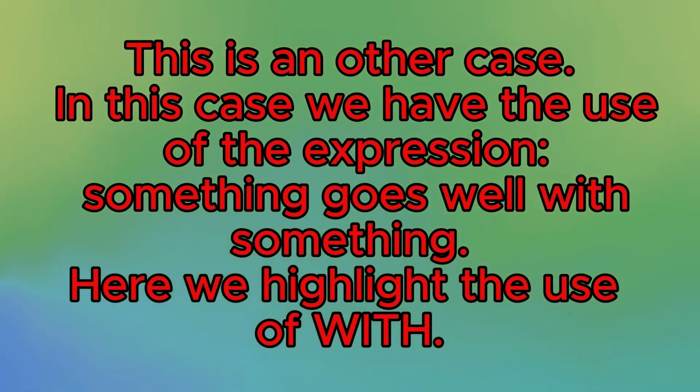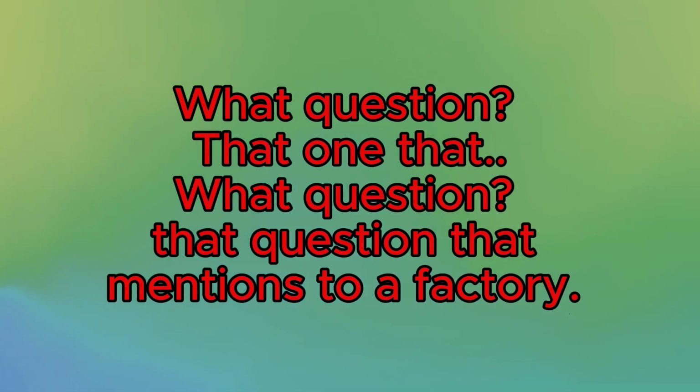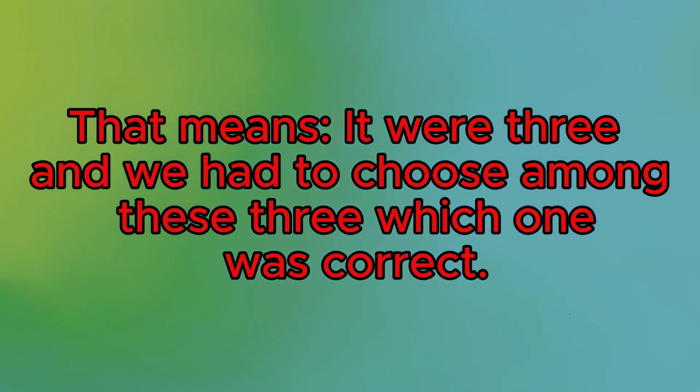In this case, we have the use of the expression, something goes well with something. Here we highlight the use of with. We notice in this case the presence of with. It was one question. No, it were 2 questions. No, I'm sure it were 3. We had to choose the correct one. That means it were 3, and we had to choose among these 3 which one was correct.